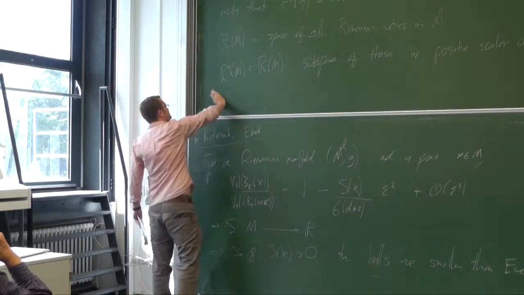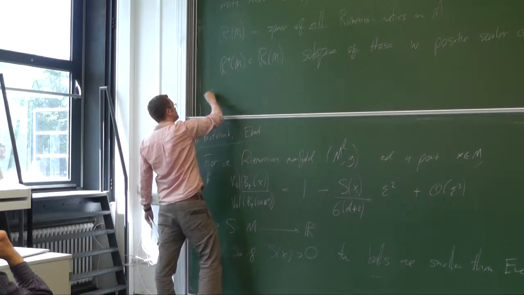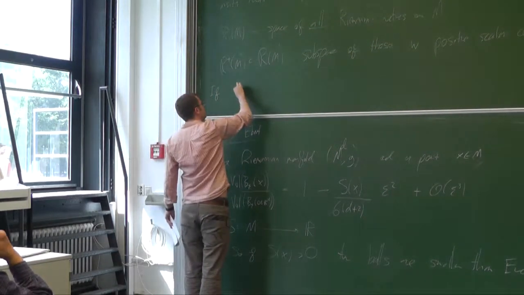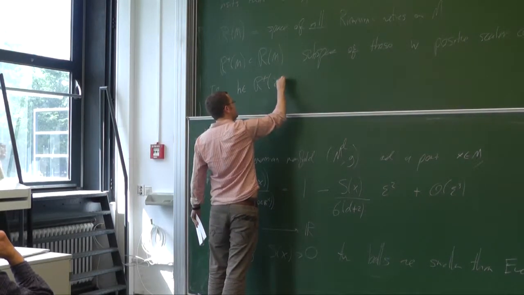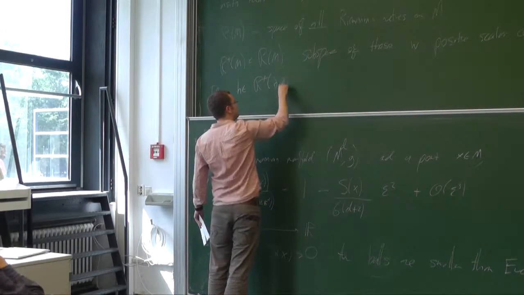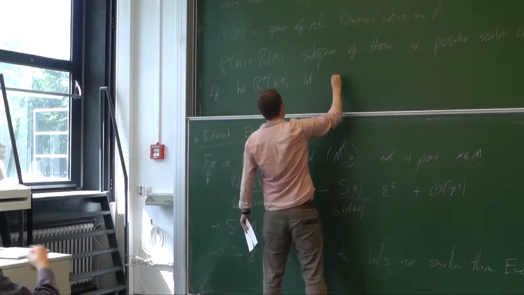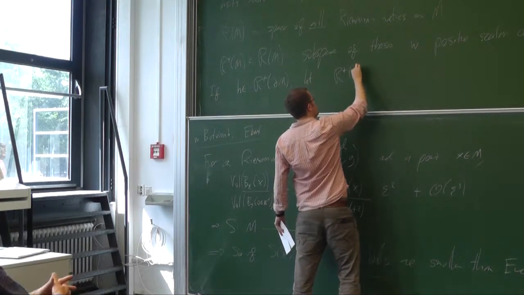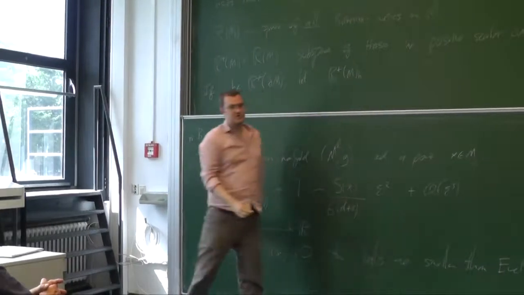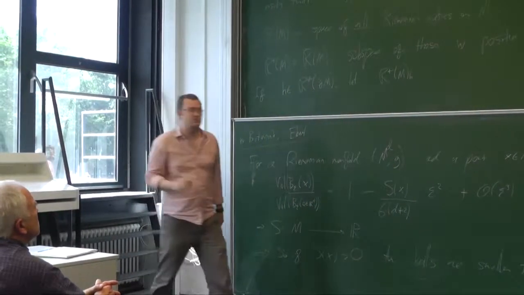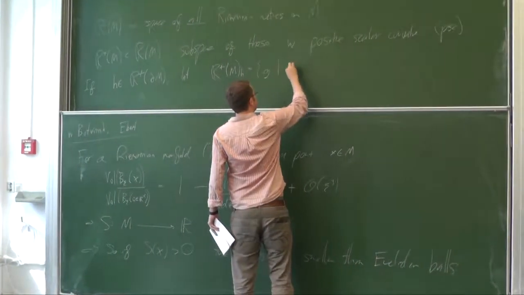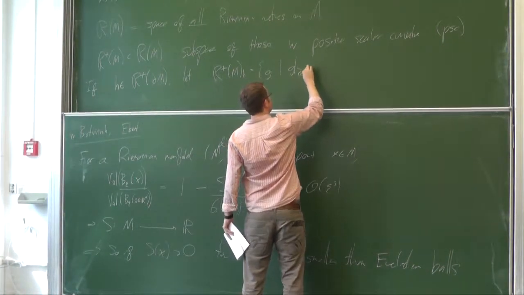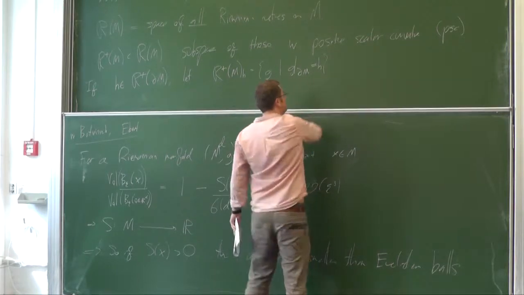And one last thing, so if I fix a metric, a positive scalar curvature metric h, on the boundary of M, I let R plus of M subscript h be those which on the boundary restrict to h. So it's a metric g such that g restricted to the boundary of M equals h.